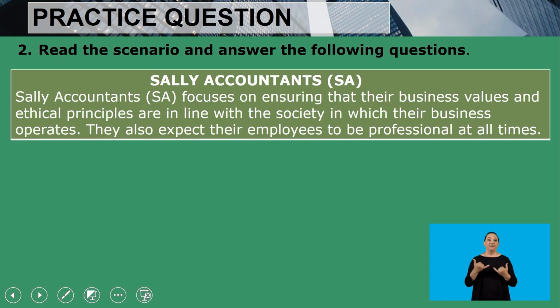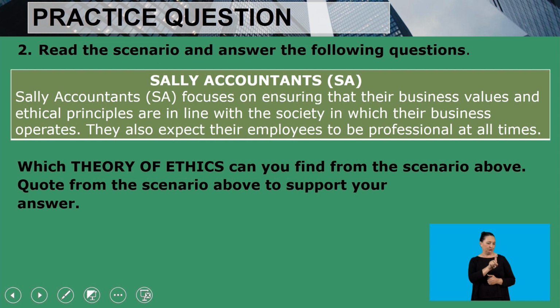Now let's look at our second practice question, which says, read the scenario and answer the following questions. Let's look at what the question requires of us. It says, which theory of ethics can you find from the scenario above? And then most importantly, you must quote from the scenario to support your answer. Now remember that if we are quoting, we are taking the statement as it appears from the scenario and writing it down as it is.